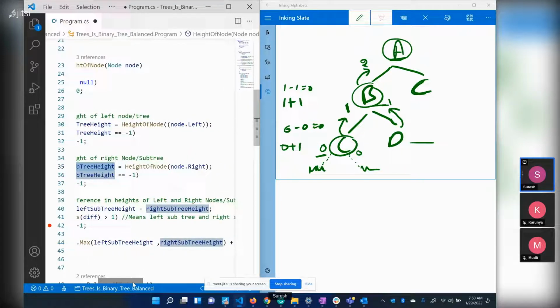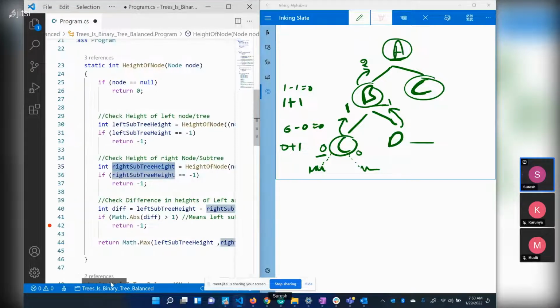So right node dot right. Now you are at C. If you are at C, there is no left, there is no right, and similarly you get 1 here. So this will return 1. Now you are at A again. You got the left subtree height as 2 and the right subtree height as 1. Okay. Now check the difference. 2 minus 1 equals 1, which is not greater than 1.